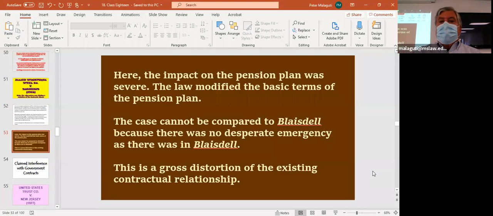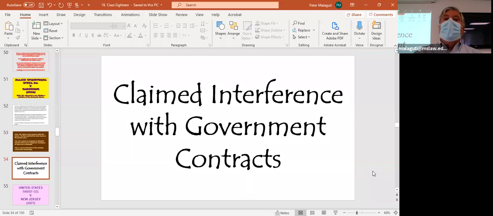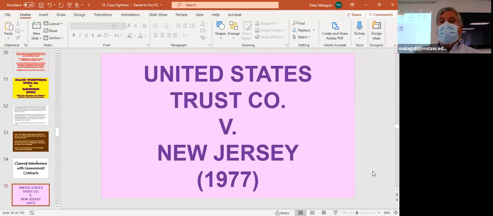Here it says that the impact was severe, not just substantial, but severe. It modified the basic terms of the pension plan. And it says, you know, there was no great emergency or no compelling public reason for doing this. It calls it a gross distortion of the existing contractual relationship and strikes it down as violative of the contracts clause, okay? We have one case where the contract that's interfered with is a government contract rather than a private contract.